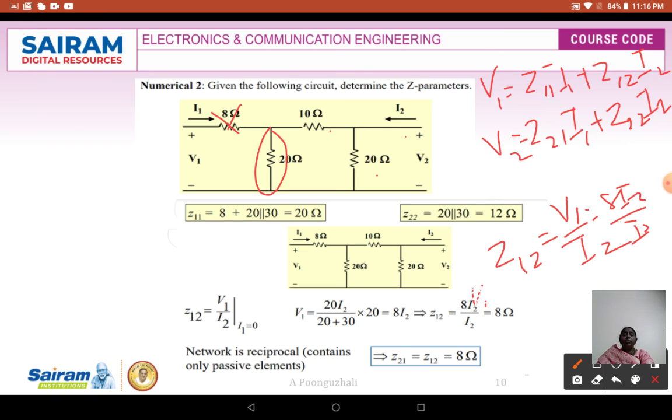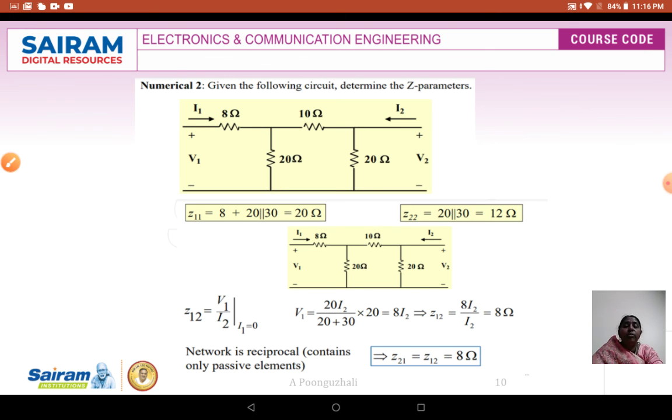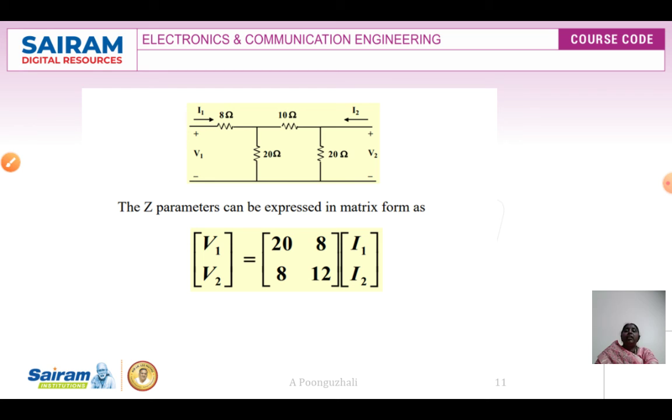So we say that the network is reciprocal. So when it is reciprocal, Z12 is equal to Z21. That is 8 ohms there. So we can rewrite, that is we can write the Z parameters can be expressed in your matrix form as 20, 8, 8, 12 into I1, I2.